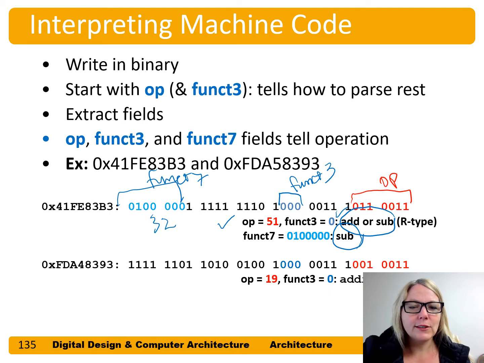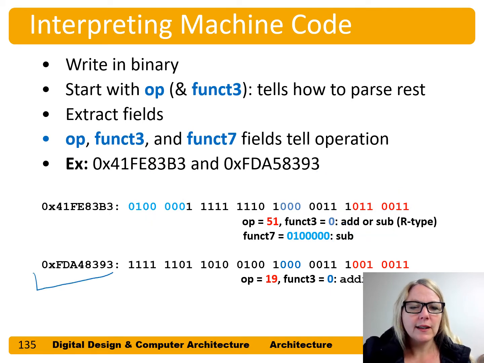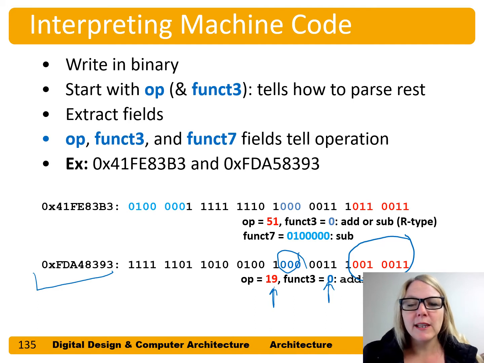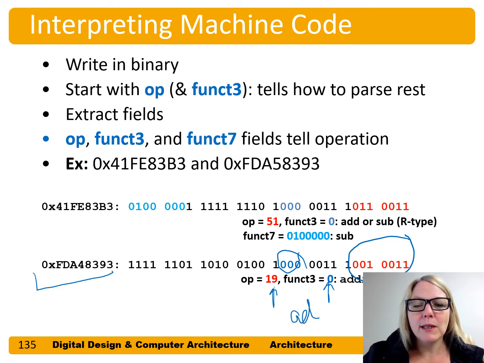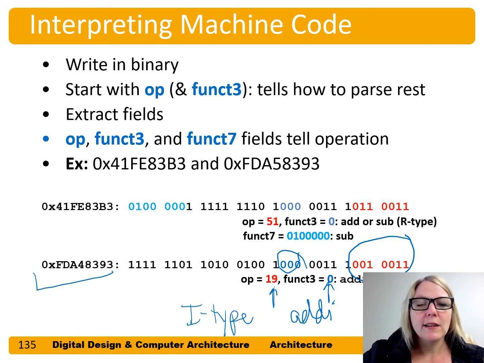And the next thing we do is we can look at this other one, hex FDA48393. First look at the opcode here, and in this case it's 19, and our func3 bits are 0. And so we look up the table or Appendix B, and we know that that is an add immediate instruction. So we know it is an I-type instruction.